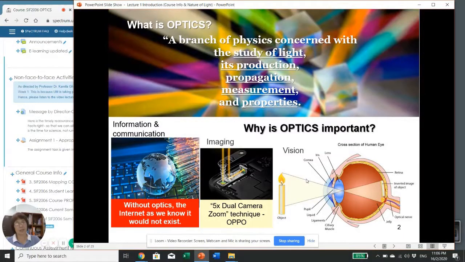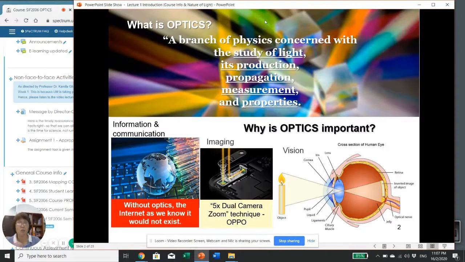So, what is optics? Well, it relates to the study of light, how light is produced, how it is propagated, how we measure it, what its properties are, and how it interacts with matter as well. So, why is optics important?